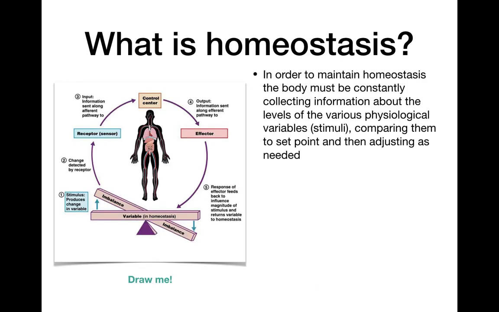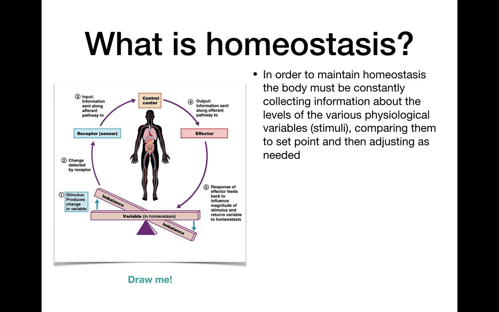So, to continue, let's talk about how we maintain homeostasis. To maintain it, we have to be constantly collecting information. We can't just assume our body's at a good level for whatever variable it happens to be, whether it's oxygen or glucose. We have to constantly collect information about the various stimuli and the levels they are at, and then compare them to set point, and the body will have to adjust if needed.